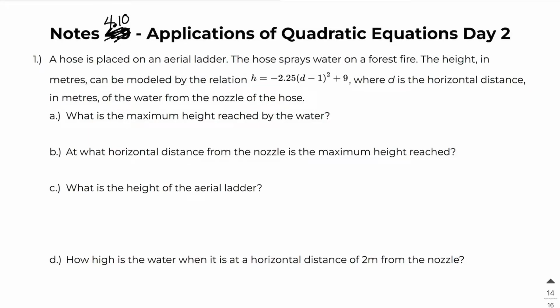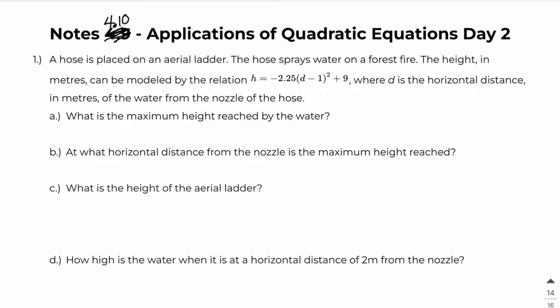Hi everyone. Notes 4.10 are on applications of quadratic equations, and this is the second day of these notes. Let's take a look at our first example here. It says that a hose is placed on an aerial ladder. The hose sprays water on a forest fire.